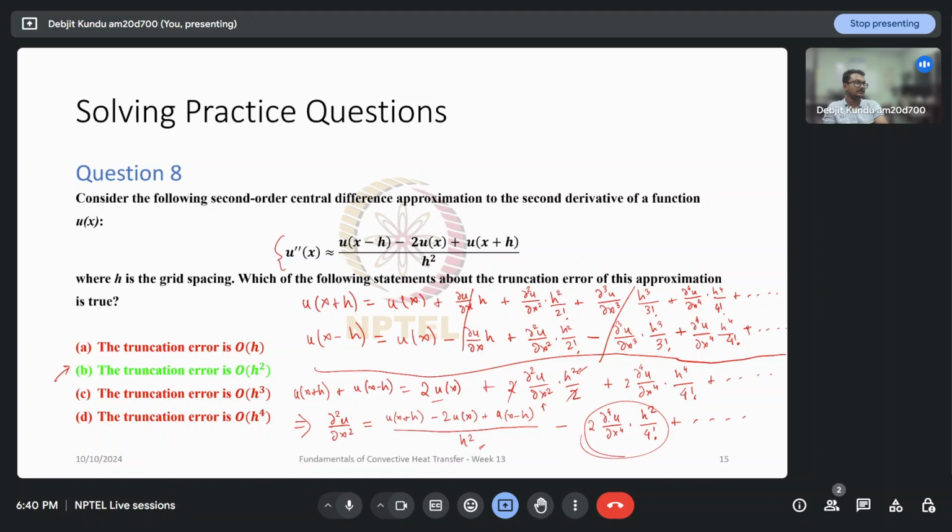So this is the leading order term, and if we look at that, it is order h squared. That is why option B should be the correct answer. And that is what we truncate, hence the truncation error.